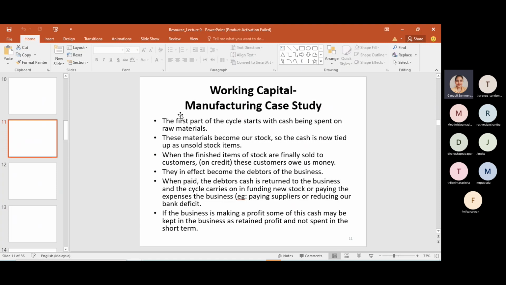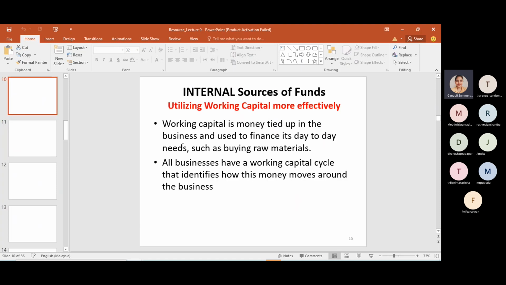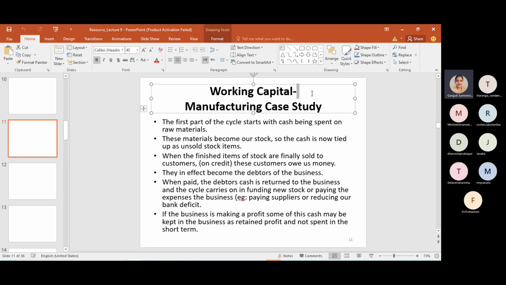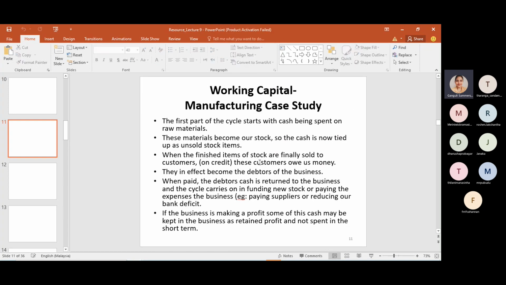In the previous slide we learned that there is a working capital cycle, right? This working capital cycle shows you how money moves around the business, how the money that you earn moves around the business. Let's see how this working capital cycle works in manufacturing businesses. The first part of the cycle starts with cash being spent on raw materials. For manufacturing, obviously you need raw materials.